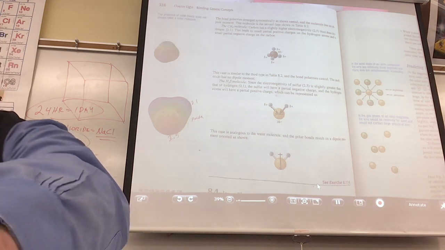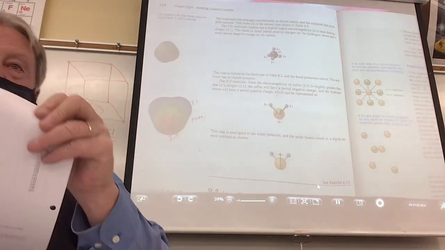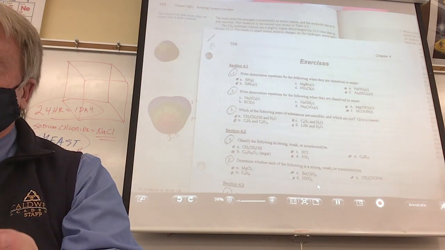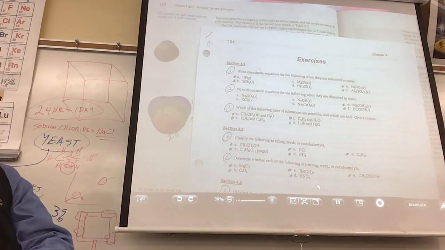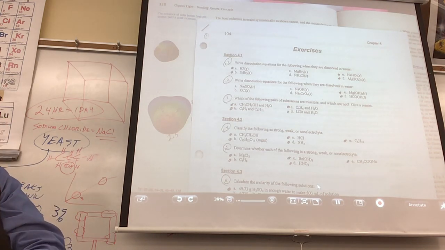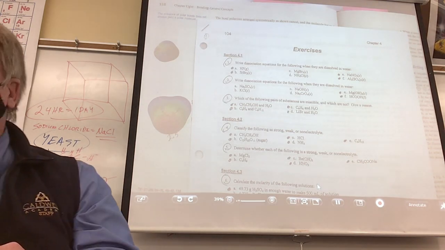I noticed that in your homework, one of the first questions, I actually haven't completely done that, so let's take a look at this right here. Which of the following are miscible and which ones are not, and give a reason.